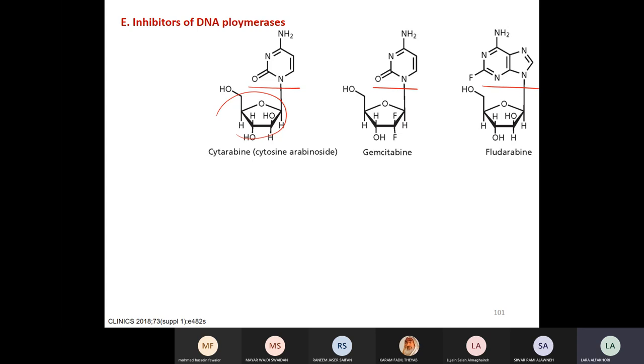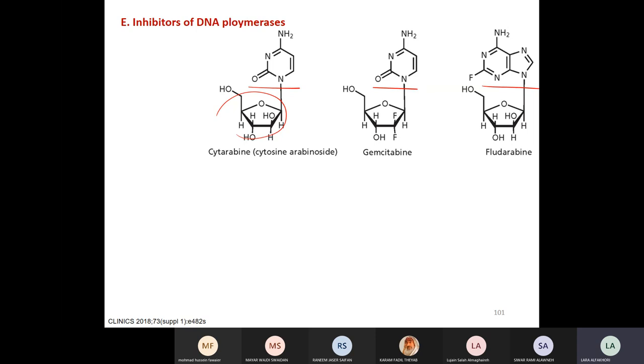Structure activity relationship we will not discuss. Okay? Because it is very, very complicated, and you do not need to memorize the exact structure for them. It's not required in this course.